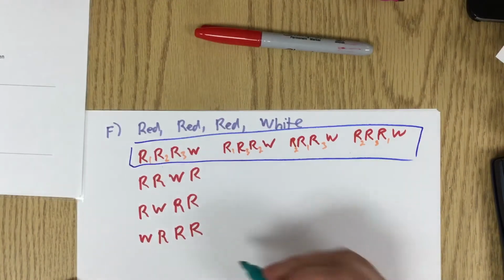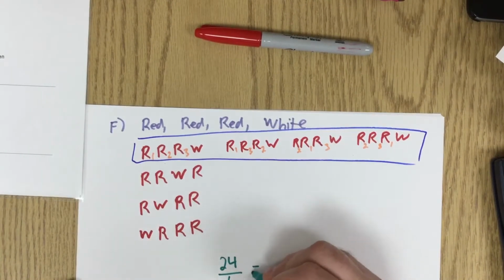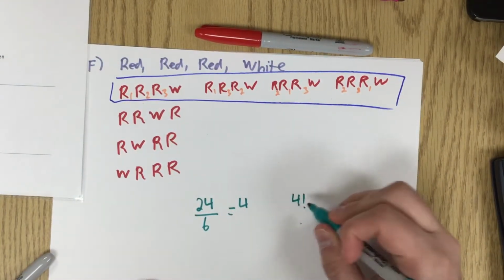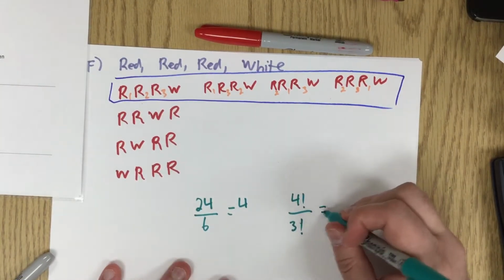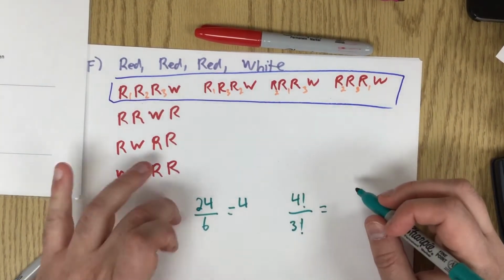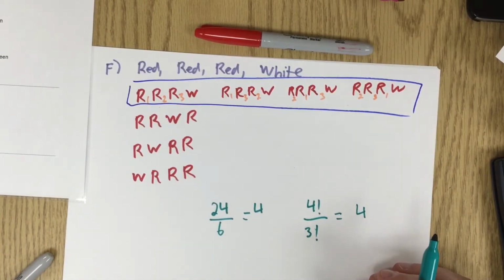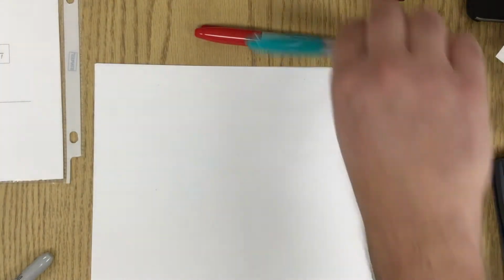So when we're working it out, it's going to be 24 divided by 6, which is 4. Or another way of writing that, it would be 4 factorial, and the 3 R's are the same, and there's 3 factorial ways of doing that. And that'd be 4 factorial over 3 factorial, which is the 24 over 6, which is the 4. And essentially, you should get an idea of where we're going with this now.